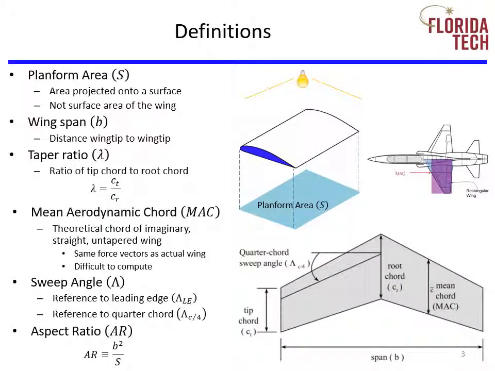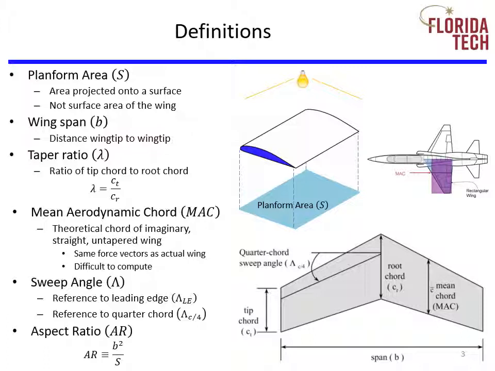Here we'll define some terms used to describe a wing's geometry. First is the planform area S. It's the reference wing area used in computing aerodynamic coefficients. It is the area projected by the wing onto a flat surface. You can also think of it as simply the top view of the wing. And note, it's not a wetted surface area.